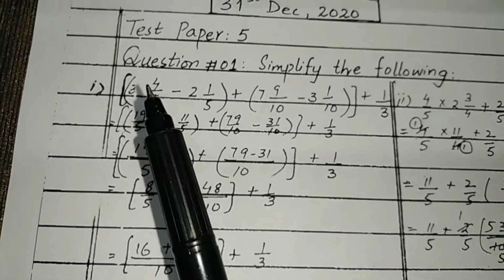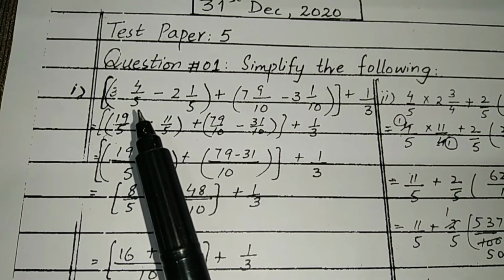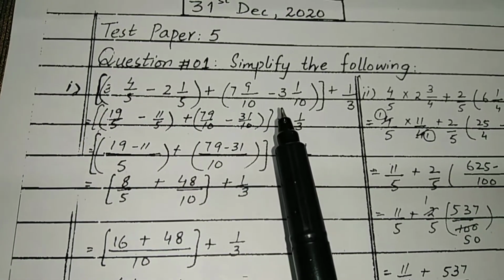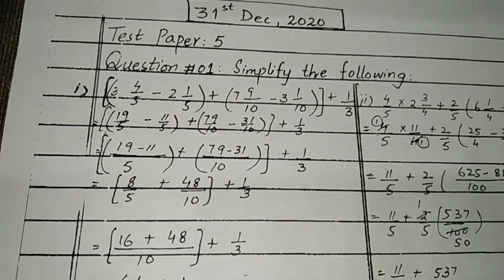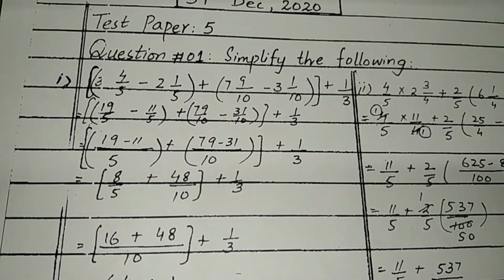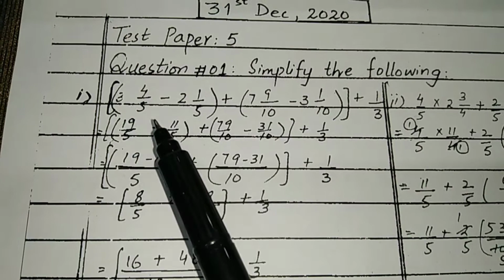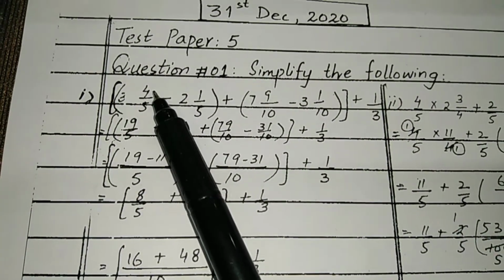Part number 1: 3 4 over 5. This is a mixed form. Minus 2 1 by 5th plus 7 9 over 10 minus 3 1 over 10 plus 1 over 3. So firstly we have to convert the mixed form into the improper fraction. For this we do 5 3s are 15 and 15 plus 4, 19.